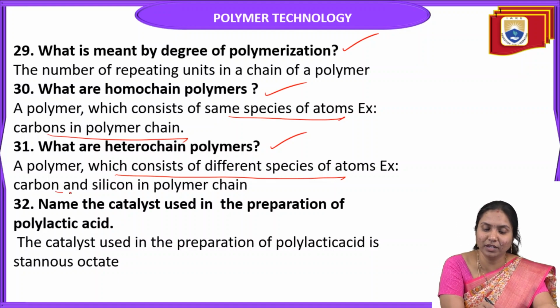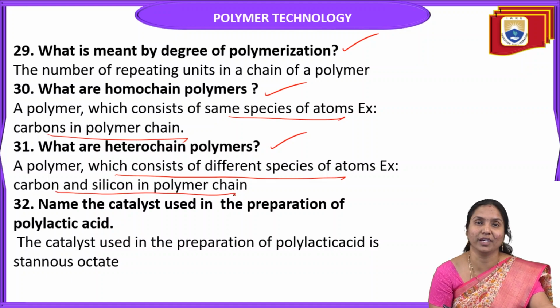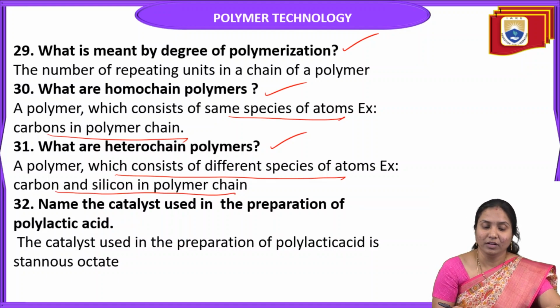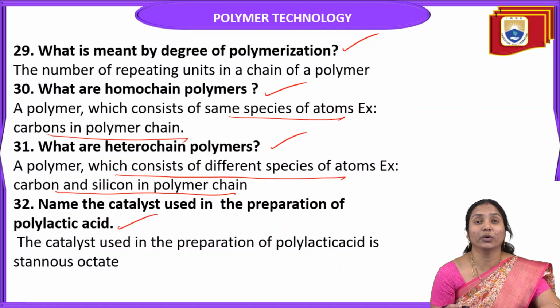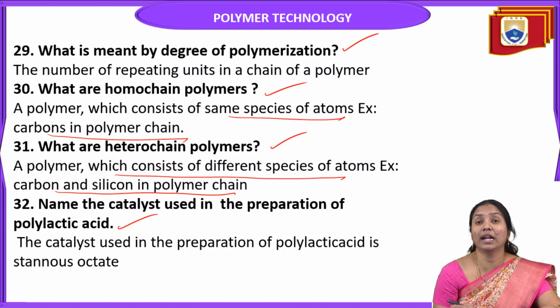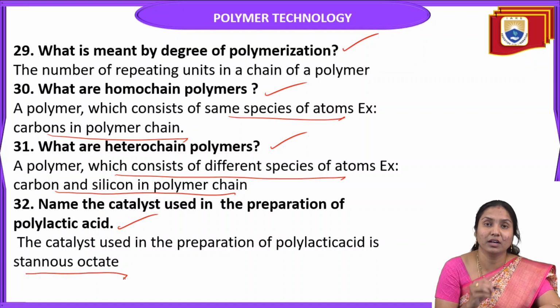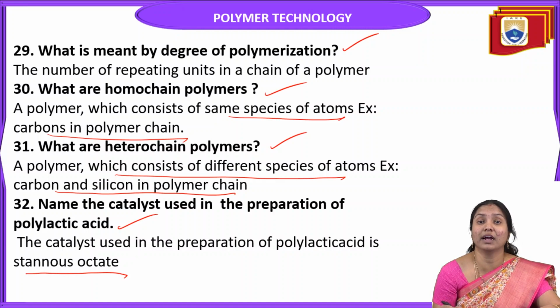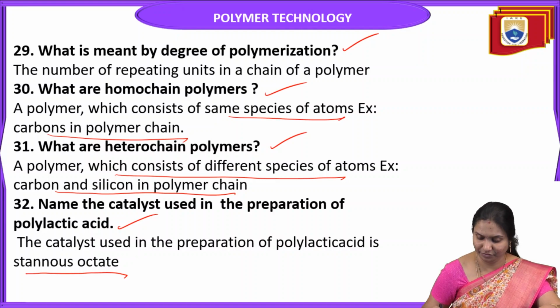Example, carbon and silica in a polymer chain. So next question is, name the catalyst used in the preparation of polylactic acid. So already we know that polylactic acid is the best example of biodegradable polymer. So what is the catalyst used for the preparation of polylactic acid? Stannous octoate. So stannous octoate is used as a catalyst in the preparation of polylactic acid.